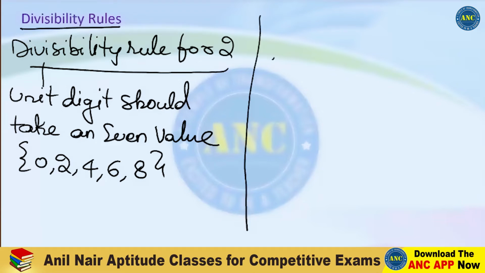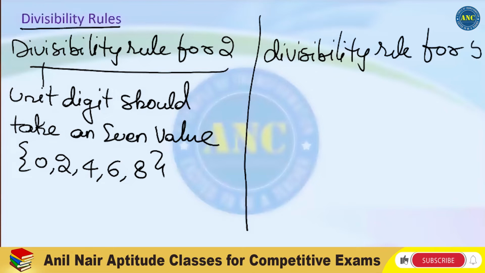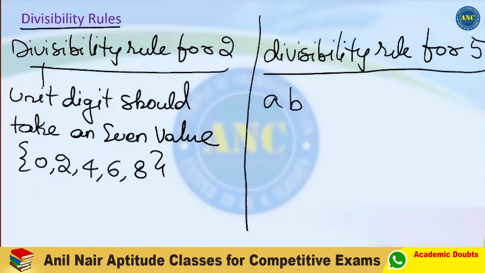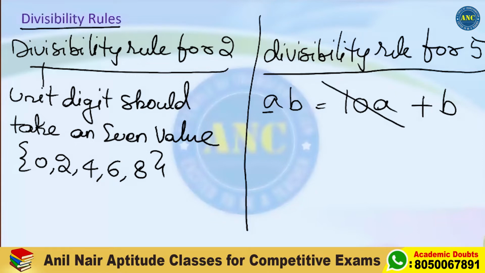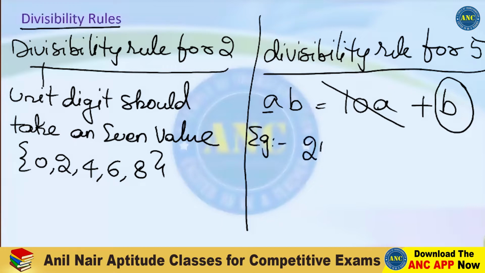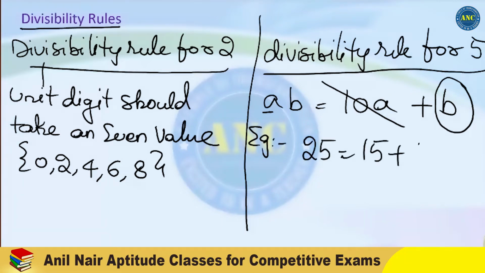Similarly, what is the divisibility rule for 5? Because I explained 2 with multiple examples, 5 I will restrict. If I take a 2-digit number AB, A is in the tens place, so it is nothing but 10A plus B. 10A is divisible by 5. That means B should be divisible by 5. Example: 25 is equivalent to 15 plus 10. 25 is divisible by 5, 15 is divisible by 5, 10 is divisible by 5.